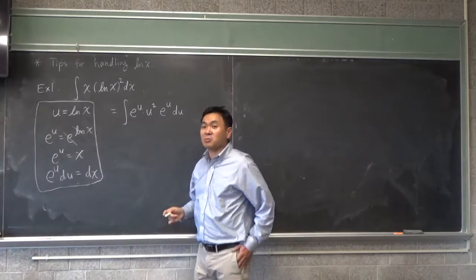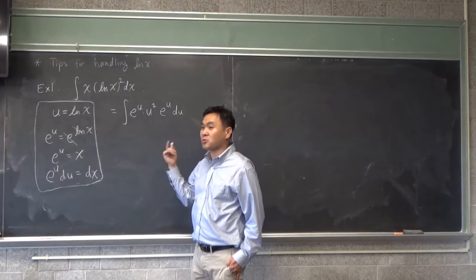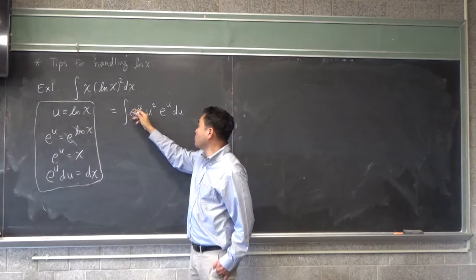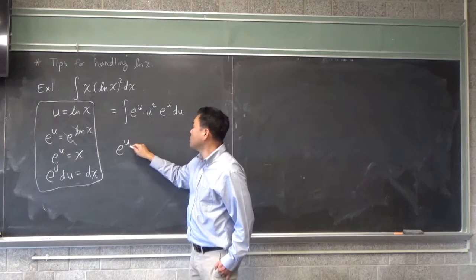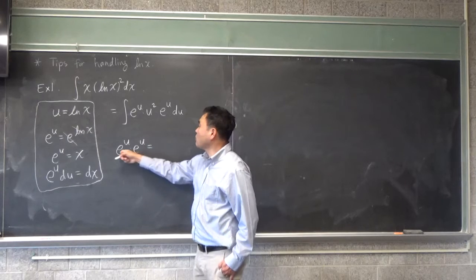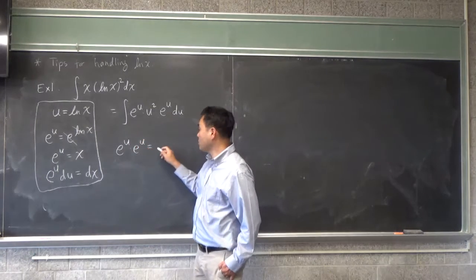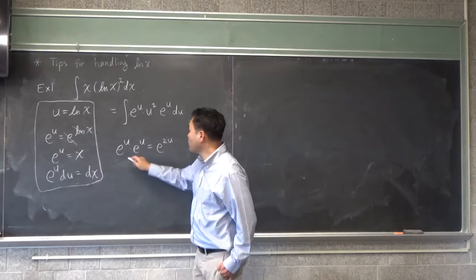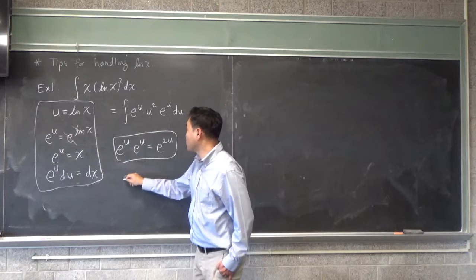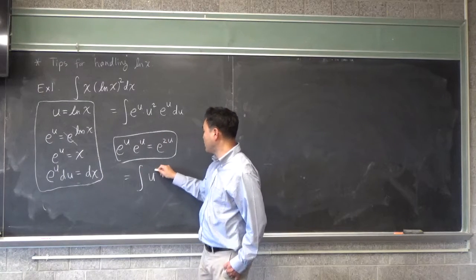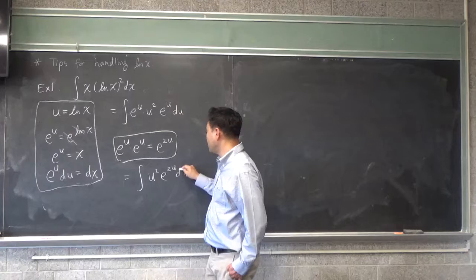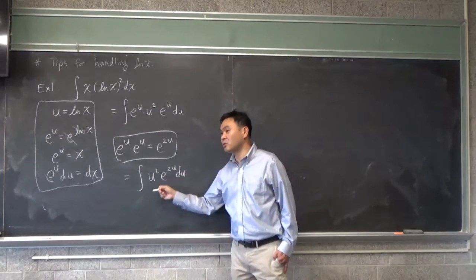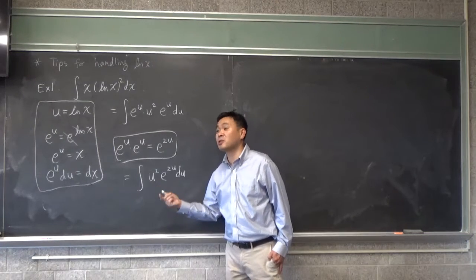Here you have to use the exponential rule to simplify, because if you don't, then it becomes unmanageable. So what you want to do is think about what e to the u times e to the u is. Because if you have the same base, the exponents add up, right? So you end up with e to the 2u. And therefore, the above becomes the integral of u squared times e to the 2u du. So that tells us we must be using what method? We should integrate by parts, right?